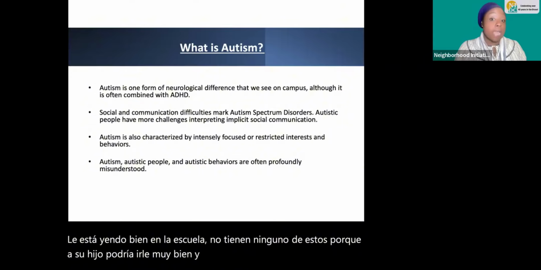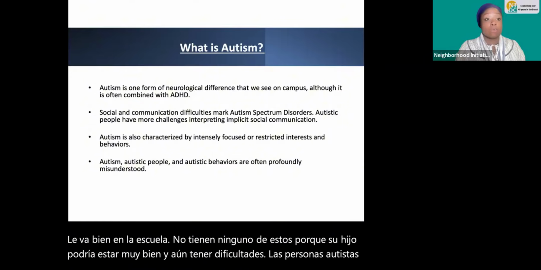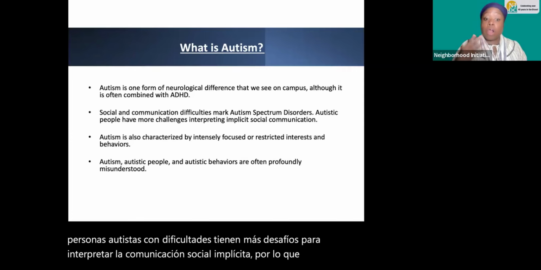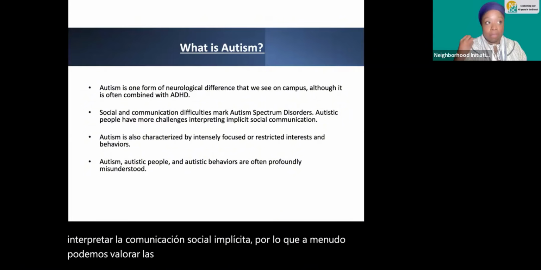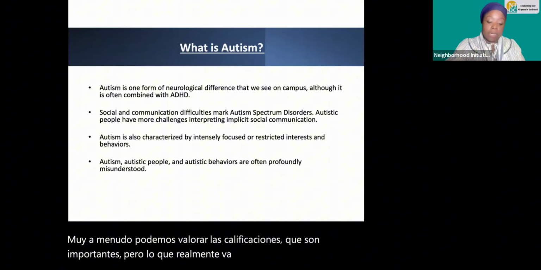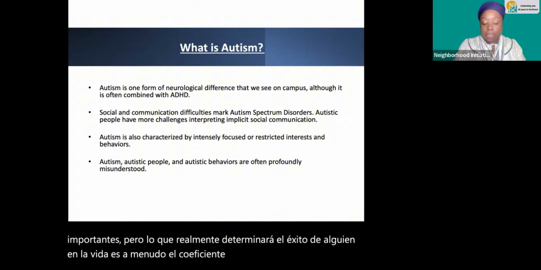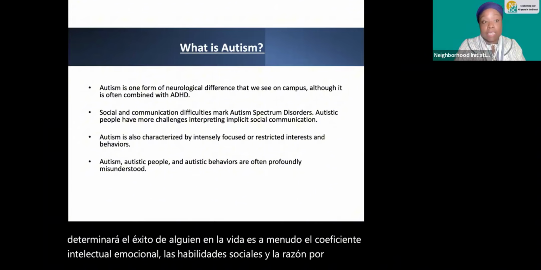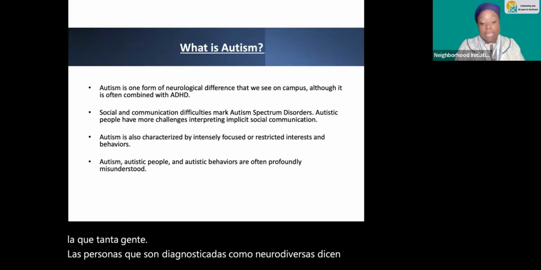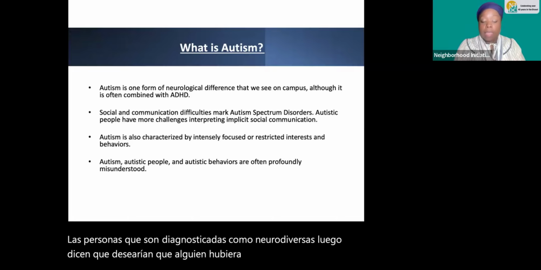Autistic people have more challenges interpreting implicit social communication. So often we may prize grades, which are important, but what is going to really determine someone's success in life is often emotional IQ, social skills. And this is why so many people that are diagnosed as neurodiverse later say they wish that someone would have looked at something more than their grades.